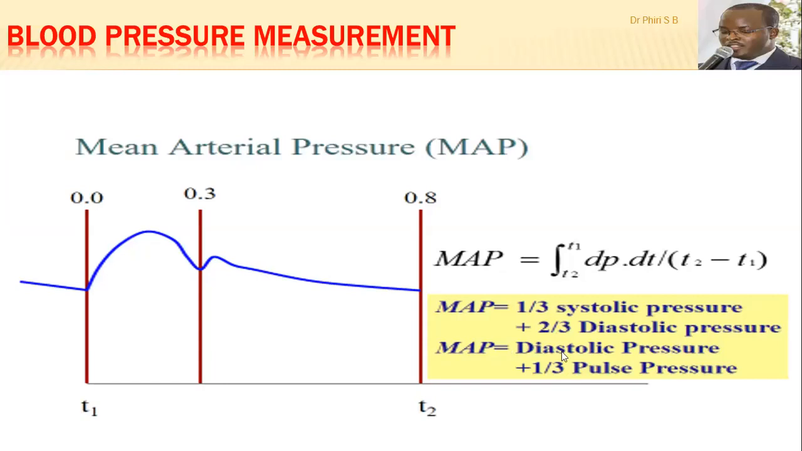Then there's also another formula for mean arterial pressure, which says diastolic pressure plus 1/3 of pulse pressure. And if you remember, pulse pressure is the difference between the systolic pressure and diastolic pressure. So why is this equation also equal to mean arterial pressure? What it means here is the same concept: mean arterial pressure is equal to diastolic pressure plus 1/3 of pulse pressure.